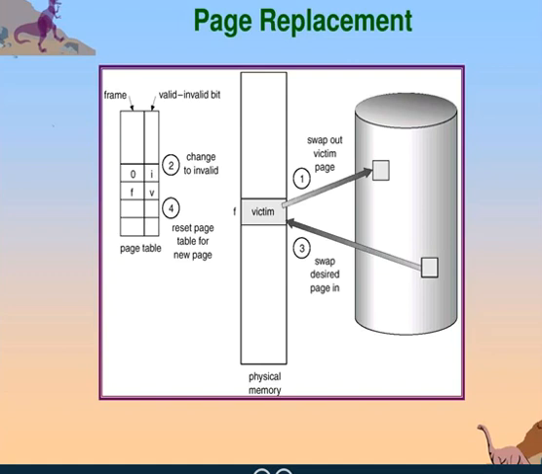Each page or frame may have a modify bit associated with it in the hardware. The modify bit for a page is set by the hardware whenever any word or byte in the page is written into, indicating that the page has been modified. When we select a page for replacement, we examine its modify bit. If the bit is set, we know that the page has been modified since it was read in from the disk. In this case, we must write that page to the disk.